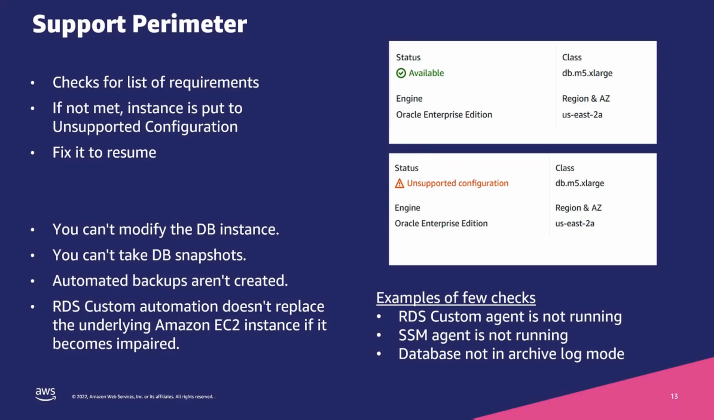Again, what happens when it goes out of the support perimeter is you cannot modify the DB instance. You again cannot take DB snapshots. Automated backups are not created. So it is important that whenever your DB instance goes into unsupported configuration, you check that and fix the configuration problems so that it can resume back.